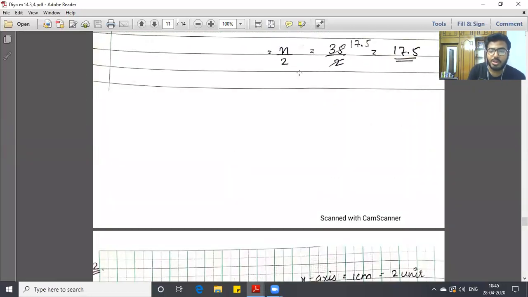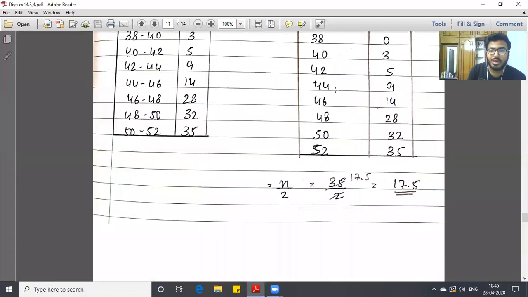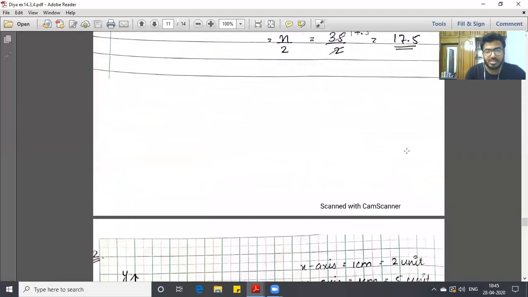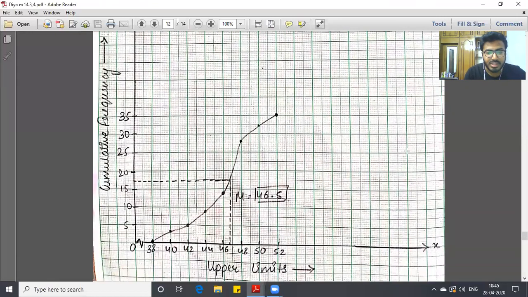Okay, all the points according to the class: 44, 44, 46, 48, 50, 52, 35. Well, let's look into the last one, 52 and 35. Look, 52 is here and 35 is here, so we mark 52, 35 also. And we are getting a curve in this manner. This is the less than type Ogive.